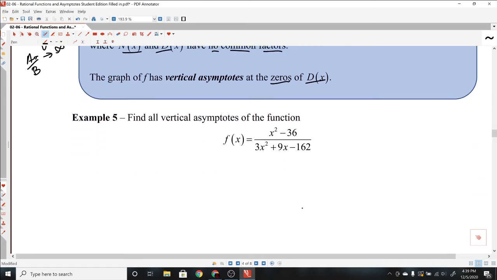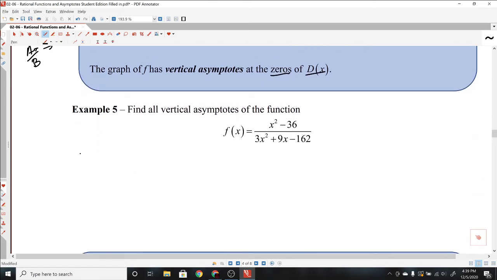So to find vertical asymptotes, we start off doing exactly what we did before, which is factor the top and then we factor the bottom. Now, the bottom's tougher because we see we have a 3 in the front, but if you look, 3 goes into 3, 3 is a factor of 9, and 3 is a factor of 162. So that means I'm going to start by taking out a factor of 3, which leaves me x squared plus 3x minus 54.